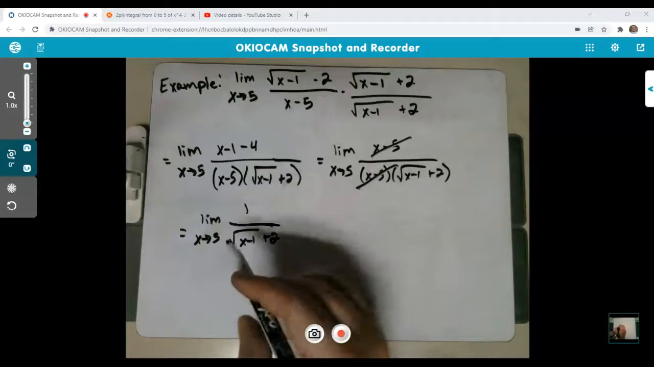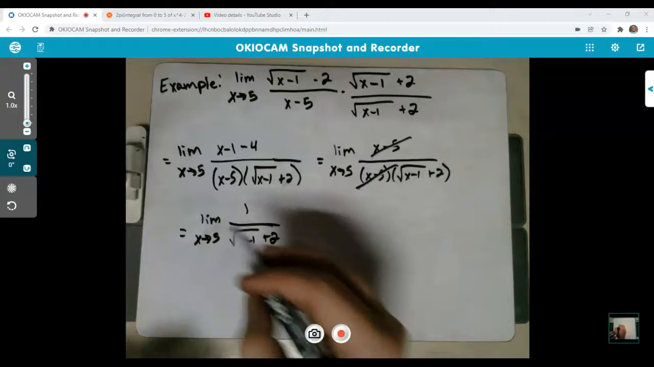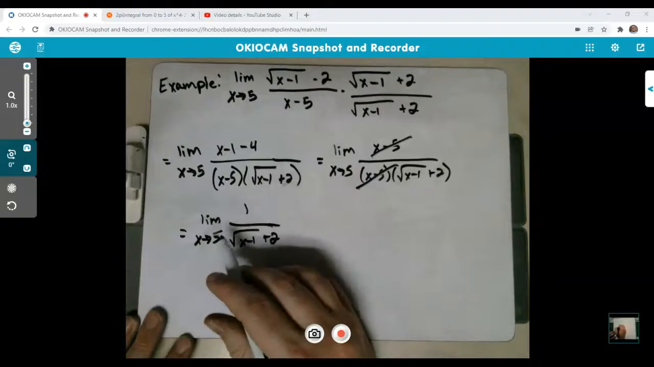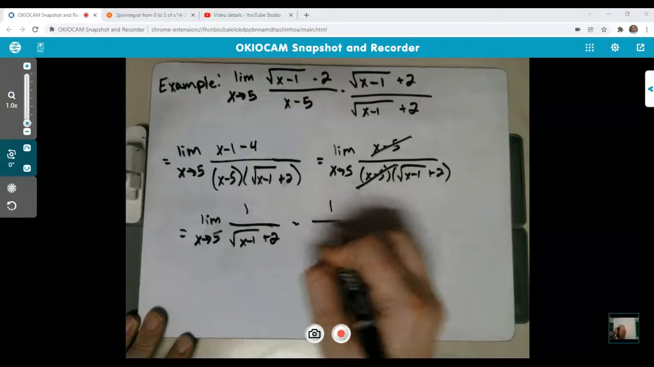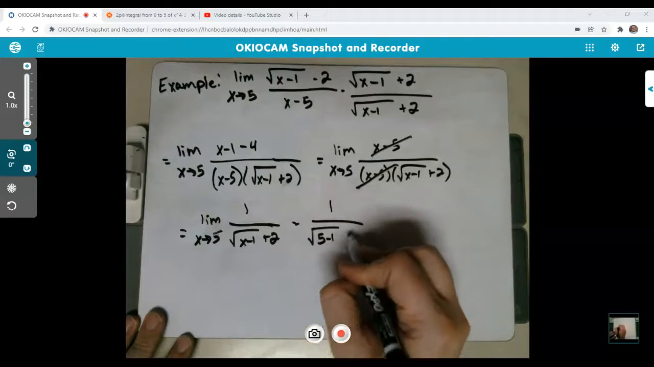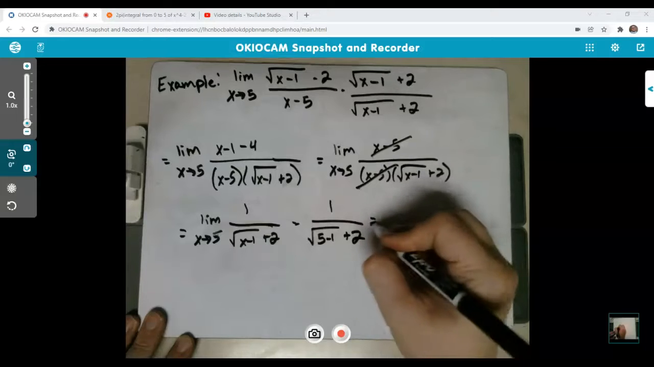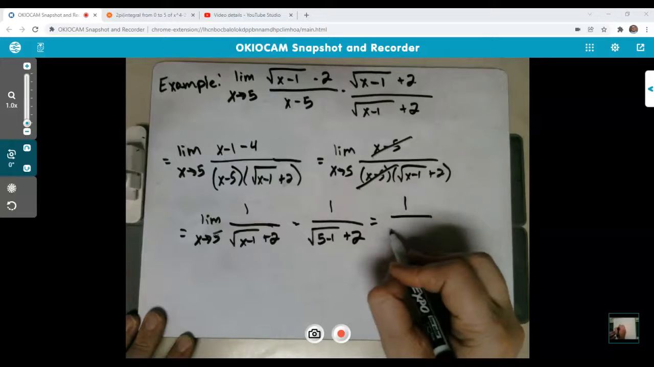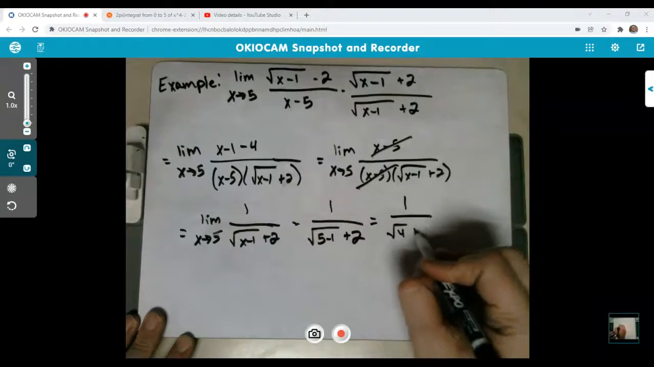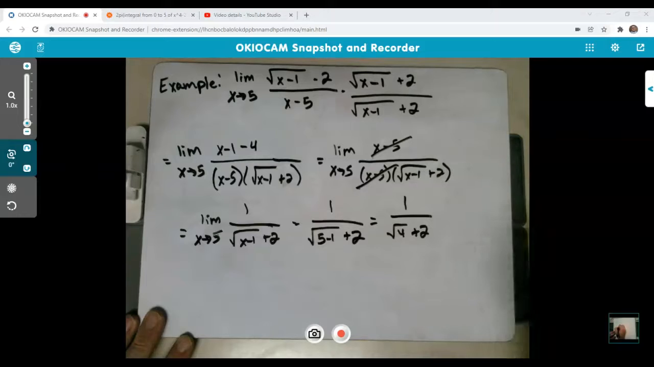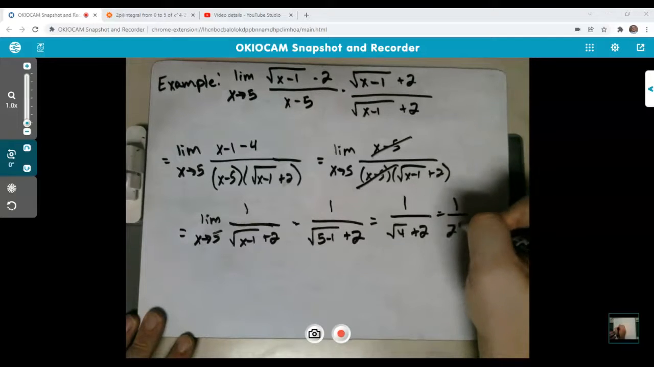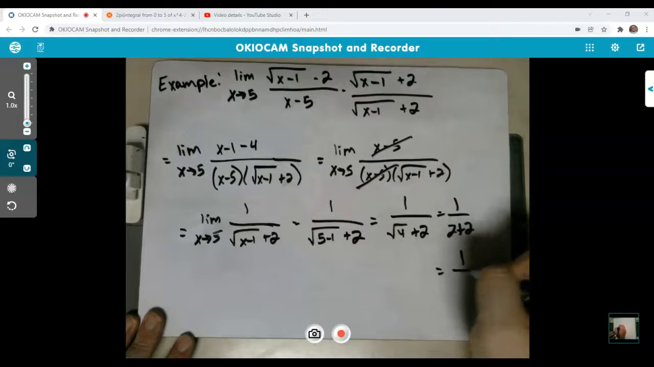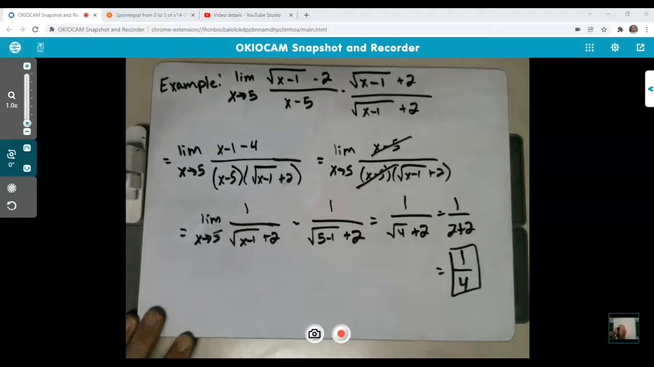And now I can just plug in the 5. So if I plug in a 5, that's 1 over square root of 5 minus 1 plus 2. 5 minus 1 is 4, so that's 1 over square root of 4 plus 2. Square root of 4 is 2, so that's 1 over 2 plus 2. 2 plus 2 is 4, so that's 1 over 4. So that's how I would handle these if I see a square root there.